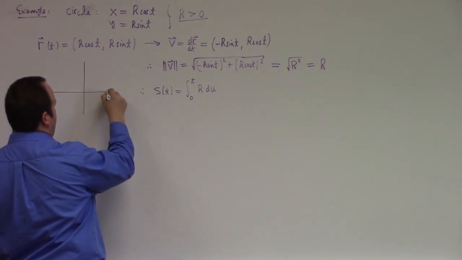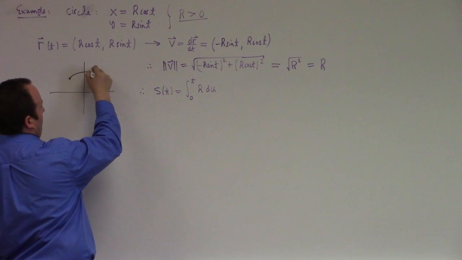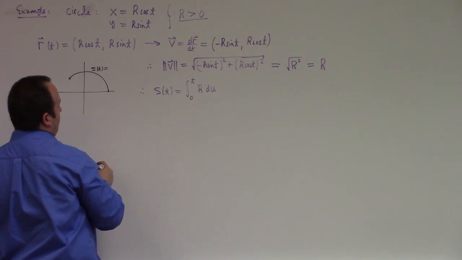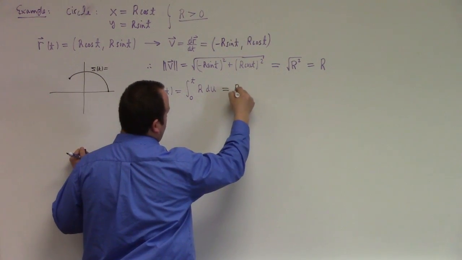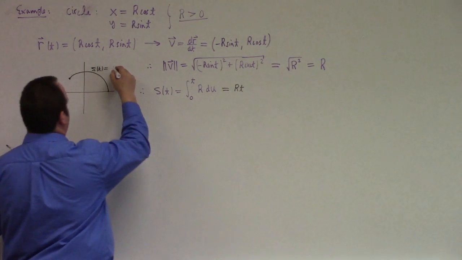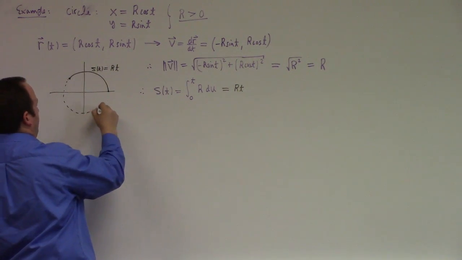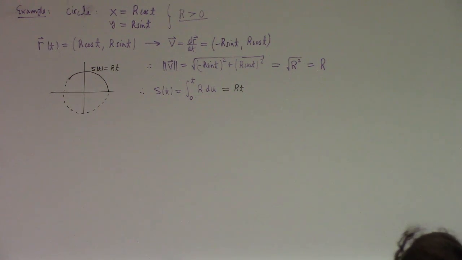Basically, I'm saying, what is the length of this arc? r times t, right? It's pretty simple. So what happens if we put t equal to 2 pi? I think we already did this one, right?